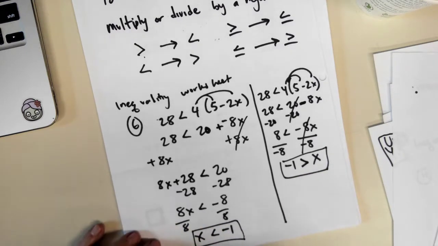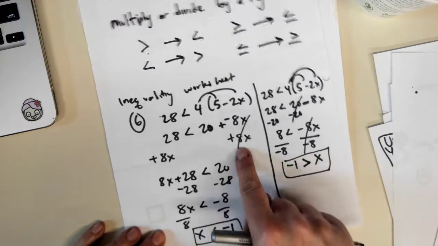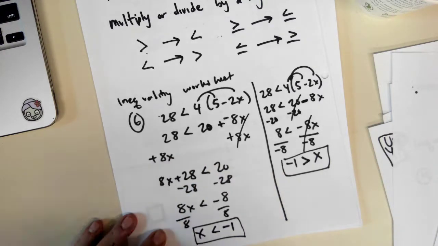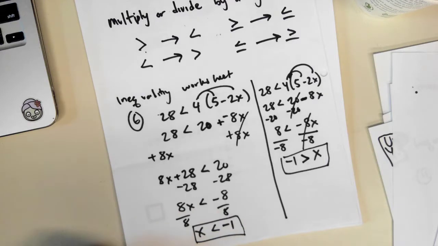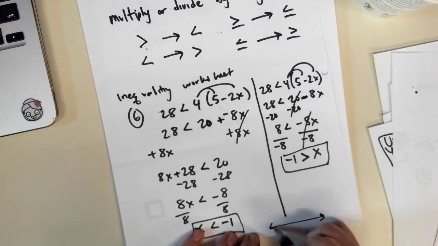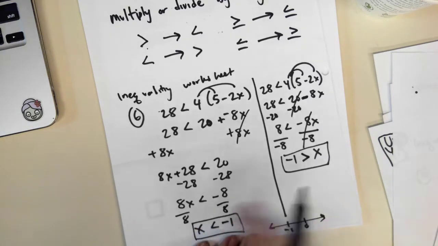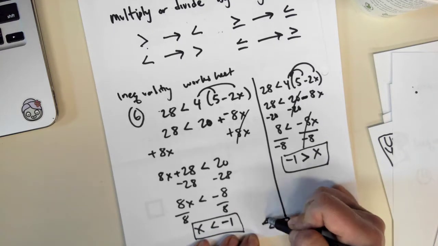So what I recommend doing is keeping the variable positive by adding it to the other side, or remembering the trick about flipping the symbol. It's not as hard as it sounds, I promise, kids. You can do it. In the end, how would you graph this? Well, let's see. We have a 0. We have a negative 1. X is less than negative 1. So that would be an open circle on negative 1 and everything less than it.